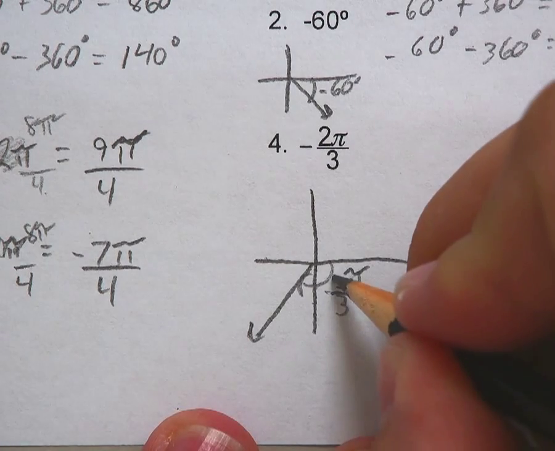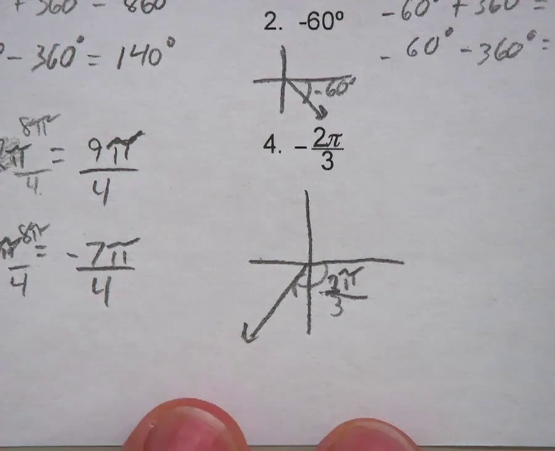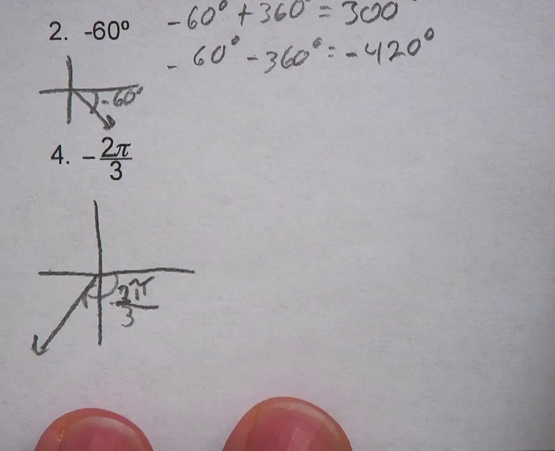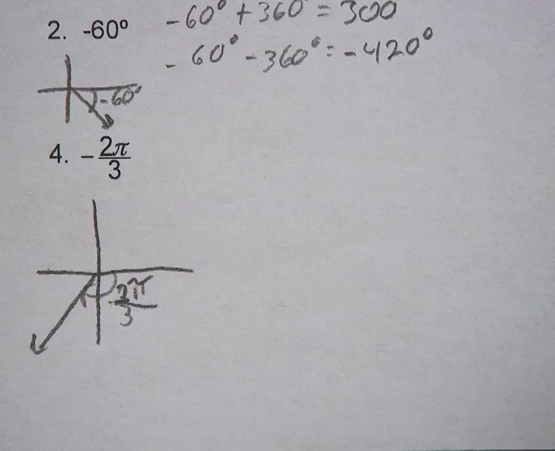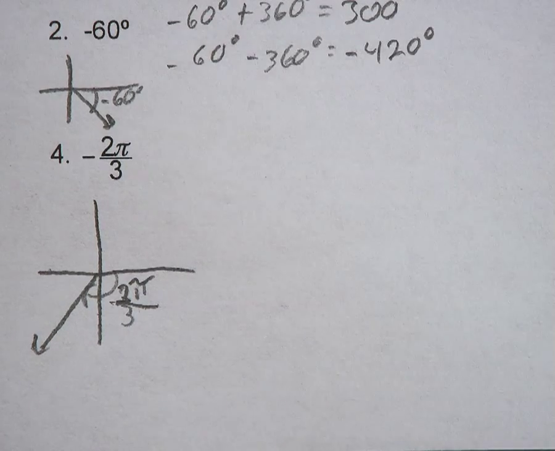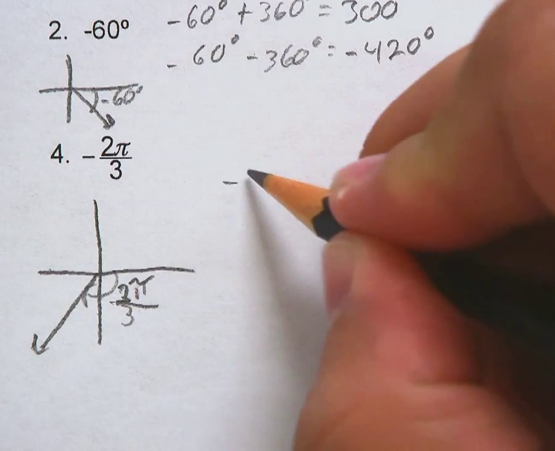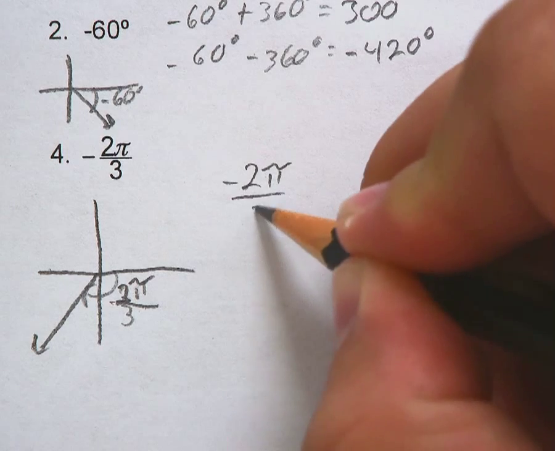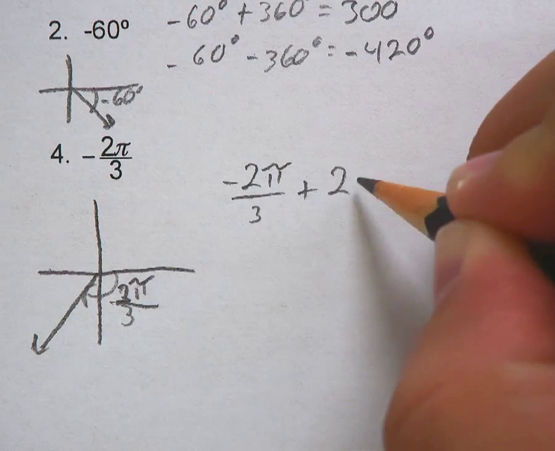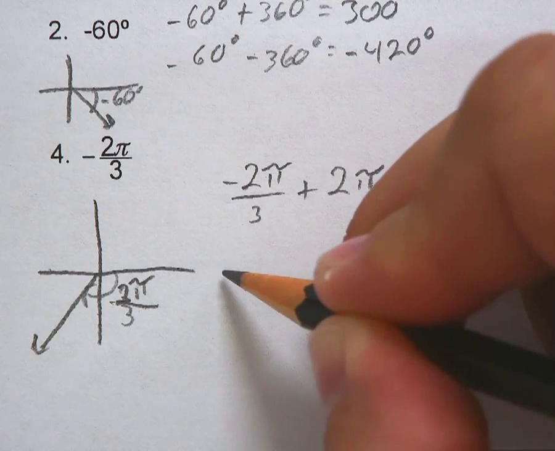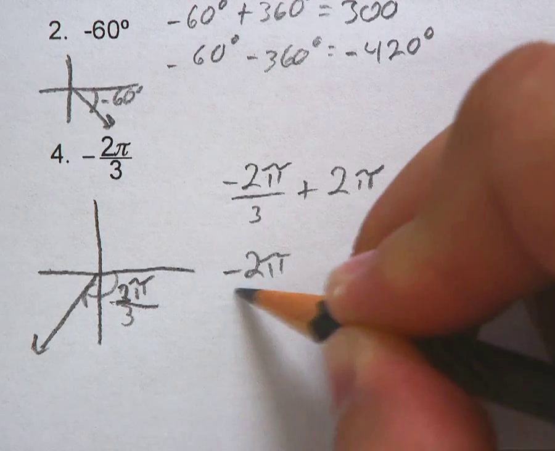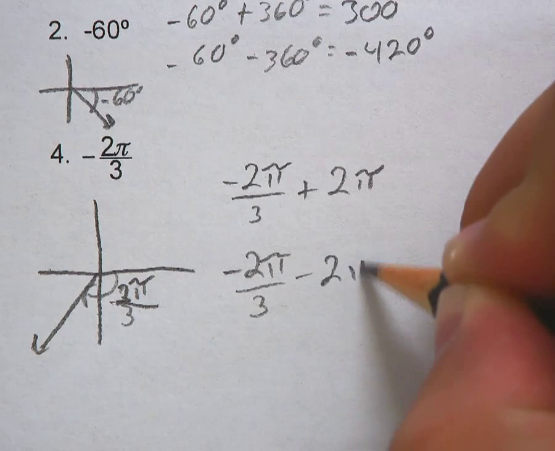Negative 2 pi over 3. Okay, and then we set it up the algebraic method. Negative 2 pi over 3 plus 2 pi, and negative 2 pi over 3 minus 2 pi.